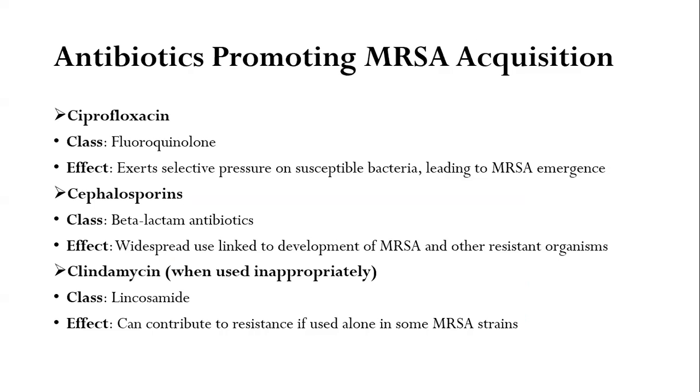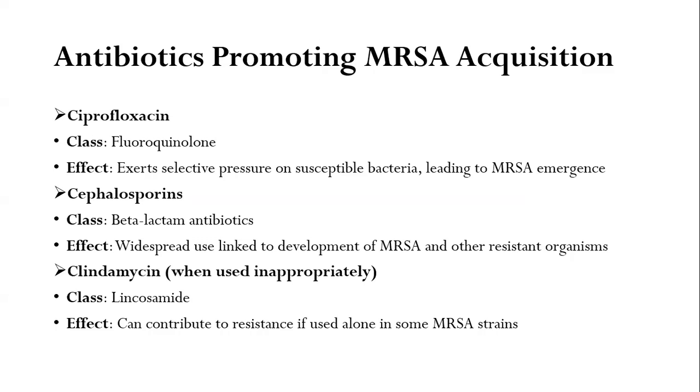So, what are the antibiotics which promote MRSA acquisition? The antibiotics that commonly promote it are ciprofloxacin, which belongs to the class of fluoroquinolone. It exerts selective pressure on susceptible bacteria, leading to MRSA emergence. Secondly, the cephalosporins. We have seen that there is widespread and inadvertent use of cephalosporins, including ceftriaxone and cefotaxime. The cephalosporins belong to beta-lactam antibiotics. The widespread use has been linked to development of MRSA and other resistant organisms. Clindamycin, which belongs to the lincosamide class, when used inappropriately, can also contribute to resistance if used alone in some MRSA strains.